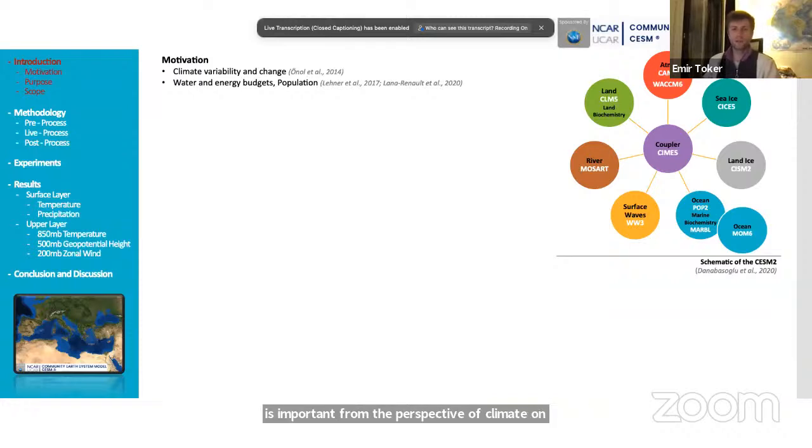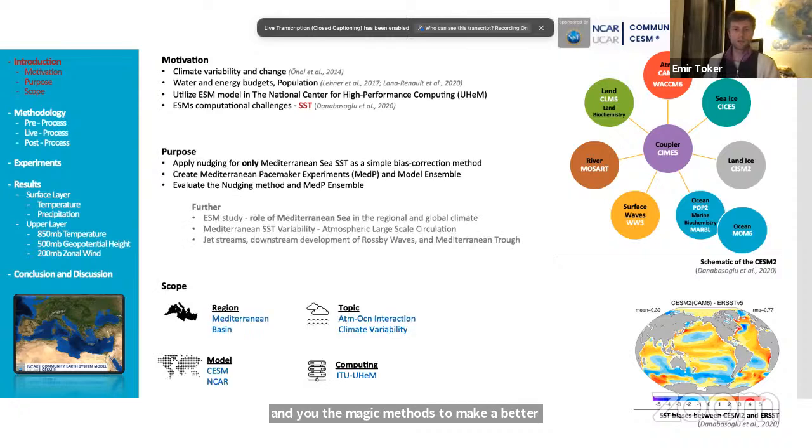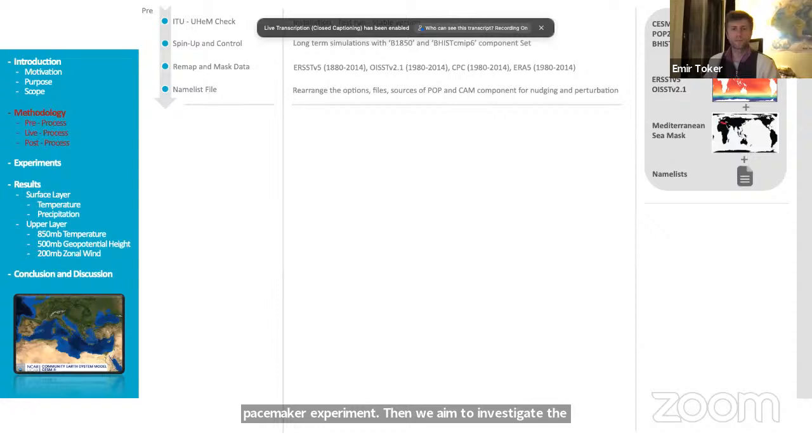In climate studies, one of the widely used methods is utilizing ESMs. SST is one of the problematic parameters for ESMs. Biases of SST affect air-sea interaction in the model. We are motivated to utilize CESM and use the nudging method to make a better representation of the Mediterranean climate. So our purposes are applying SST nudging for only the Mediterranean Sea and creating an ensemble using this Mediterranean pacemaker experiment. Then we aim to investigate the role of the Mediterranean Sea on the basin climate in detail.